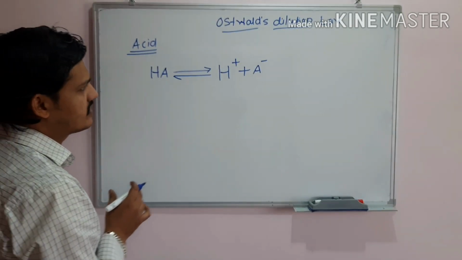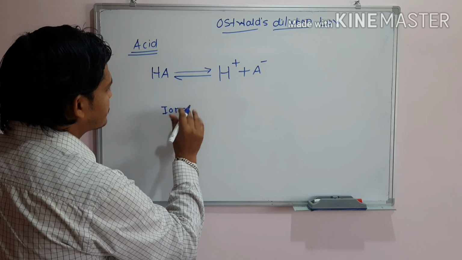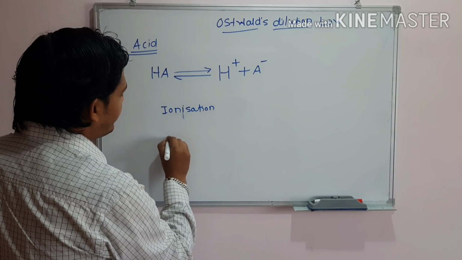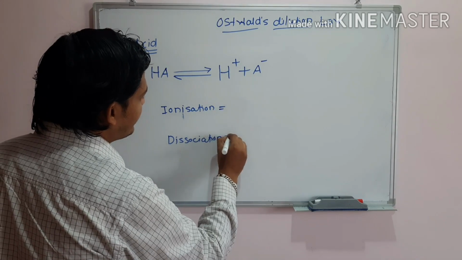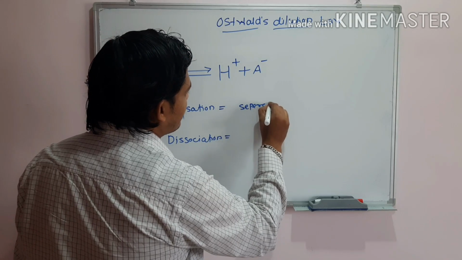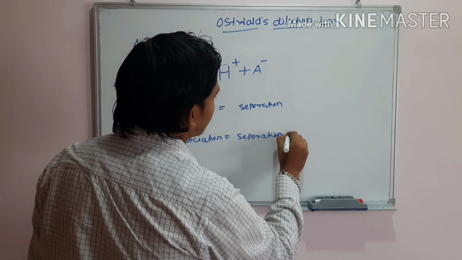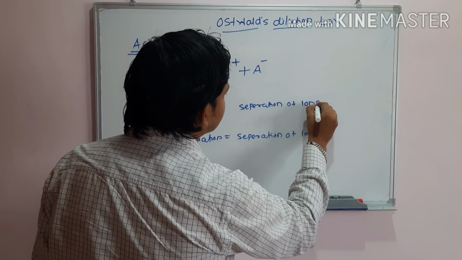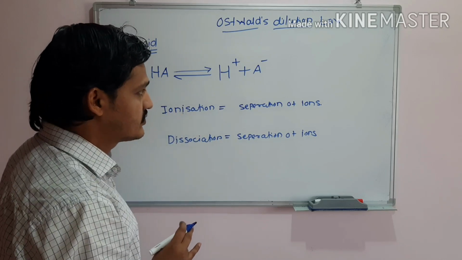Some students are confused about ionization and dissociation, asking what the difference between them is. These are equal concepts. In ionization there is separation of ions, and in dissociation there is also separation of ions, that is, cations and anions are separated. So what is the difference between ionization and dissociation?